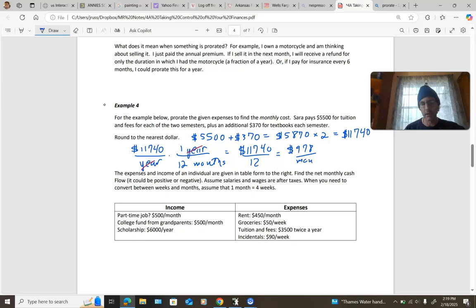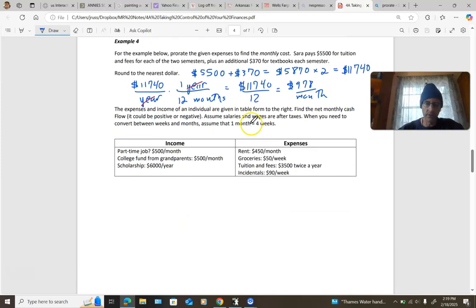Now you really probably should round up on this, because if you just allocate this much per month, you're going to end up at the end of the year being a little bit short, because we're cutting off the change. But anyway, this is what you would be doing if you're trying to construct a monthly budget for yourself.